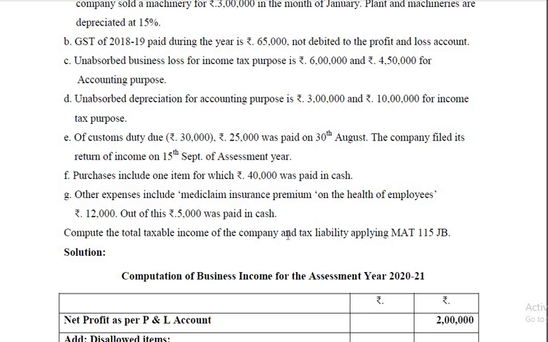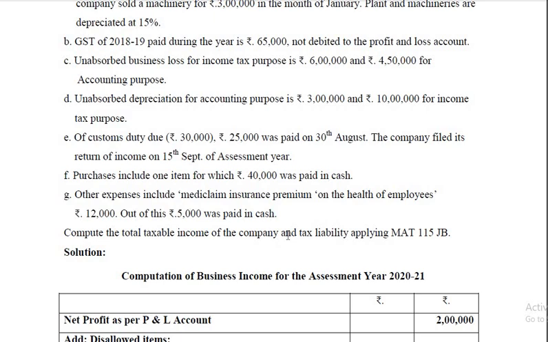But here 5,000 is paid in cash. So it is disallowed to the extent it is paid in cash. Otherwise it is allowed. So out of 12,000, 5,000 is disallowed. The remaining 7,000 will be allowed. That will be part of other expenses. So you have to add back 5,000 only because that is paid in cash.